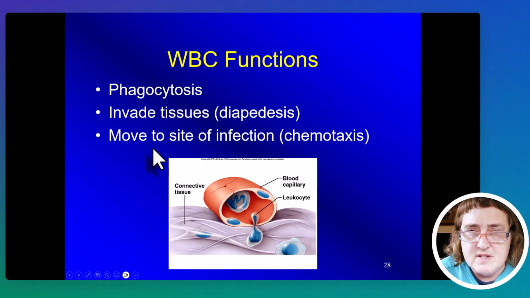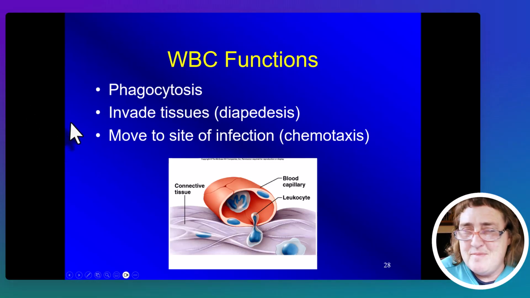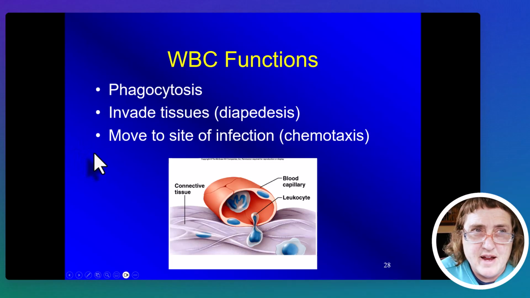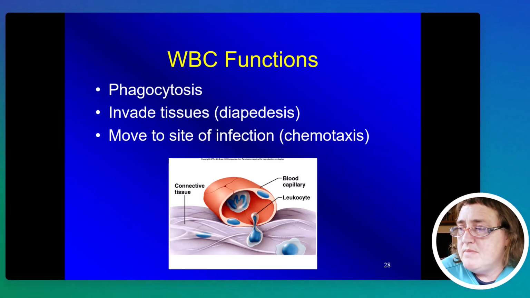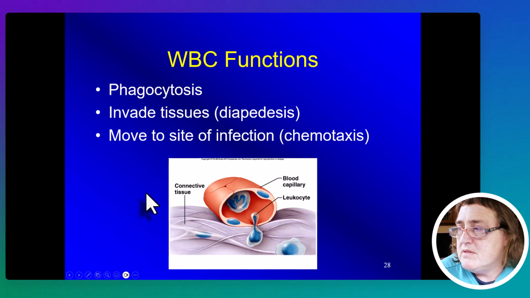Also, if you have a splinter in your big toe, the chemicals released there because of the damage will attract white blood cells. It's like they know where to go, right? And that ability to be attracted by a chemical or repelled is called chemotaxis, and white blood cells can do that. They just know where to go because of those chemicals.